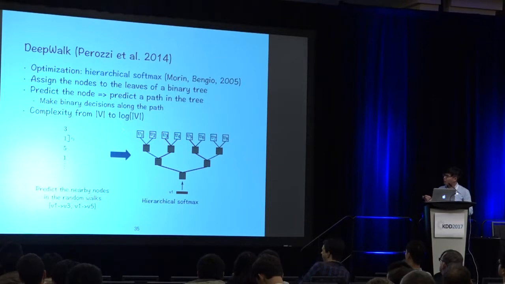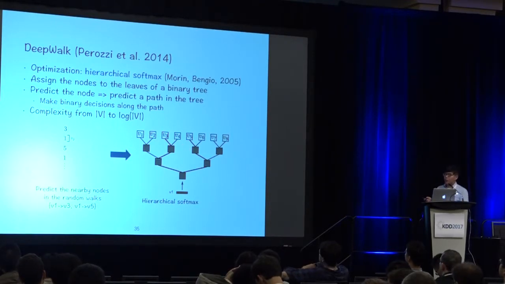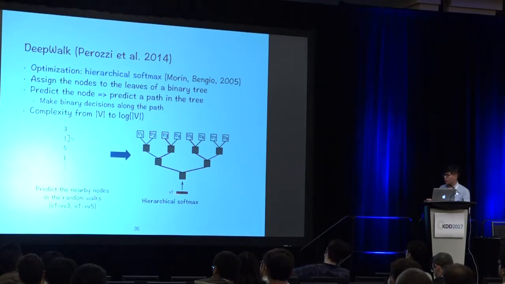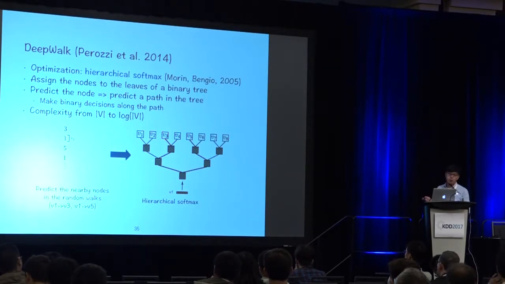The essential idea of hierarchical softmax is that we can construct a binary tree, and the leaves of the tree correspond to the nodes in the networks. When we do the prediction, for example, given node 1, we want to predict node 3, this corresponds to predicting a path from the root node to the leaf node, right? Essentially, we are just trying to predict a path in this binary tree, making binary decisions at every internal node. By doing this, we are able to reduce the complexity of the algorithm from linear in the number of nodes to logarithmic in the number of nodes, which can speed up the whole optimization process. Okay.